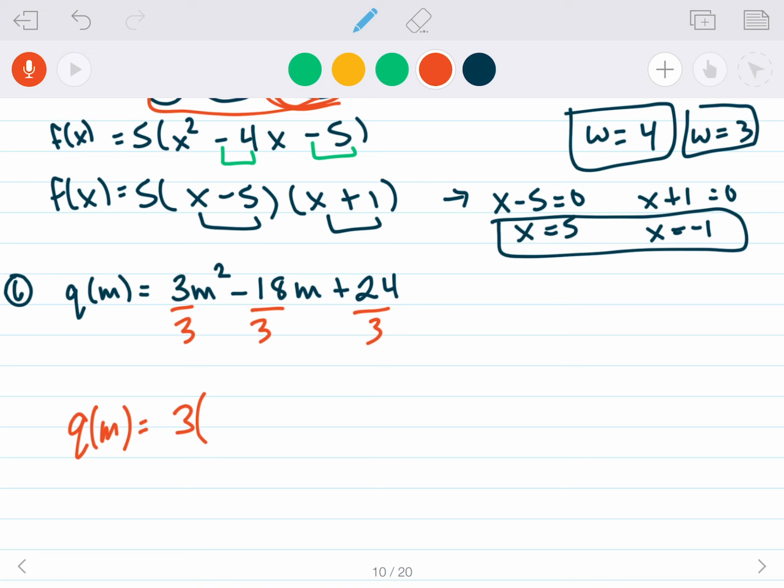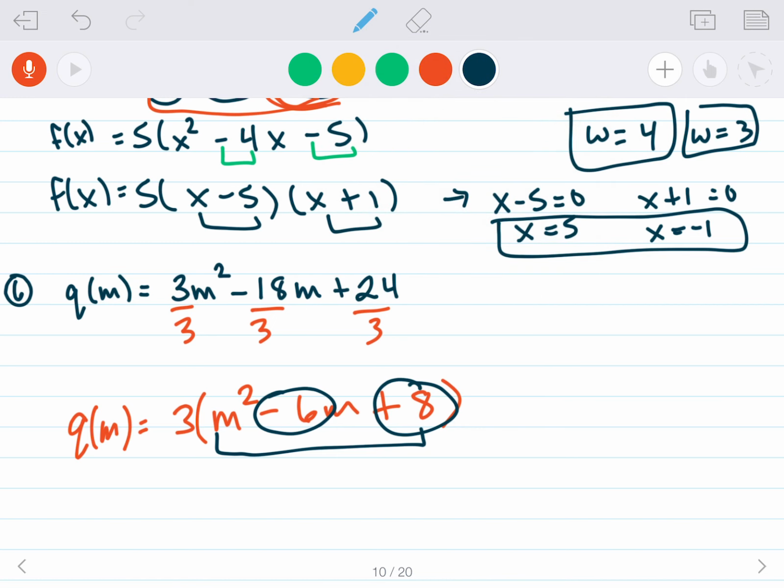When I pull out the 3, 3m squared divided by 3 is 1m squared. Negative 18 divided by 3 is negative 6m. 24 divided by 3 is 8. All right, now I can factor this piece right here. What two numbers multiply to 8 yet add to negative 6? That's going to be a negative 4 and a negative 2. All right, so this becomes m minus 4, m minus 2, right? Negative 4 and a negative 2 make negative 6 when we add them, and they multiply to positive 8.